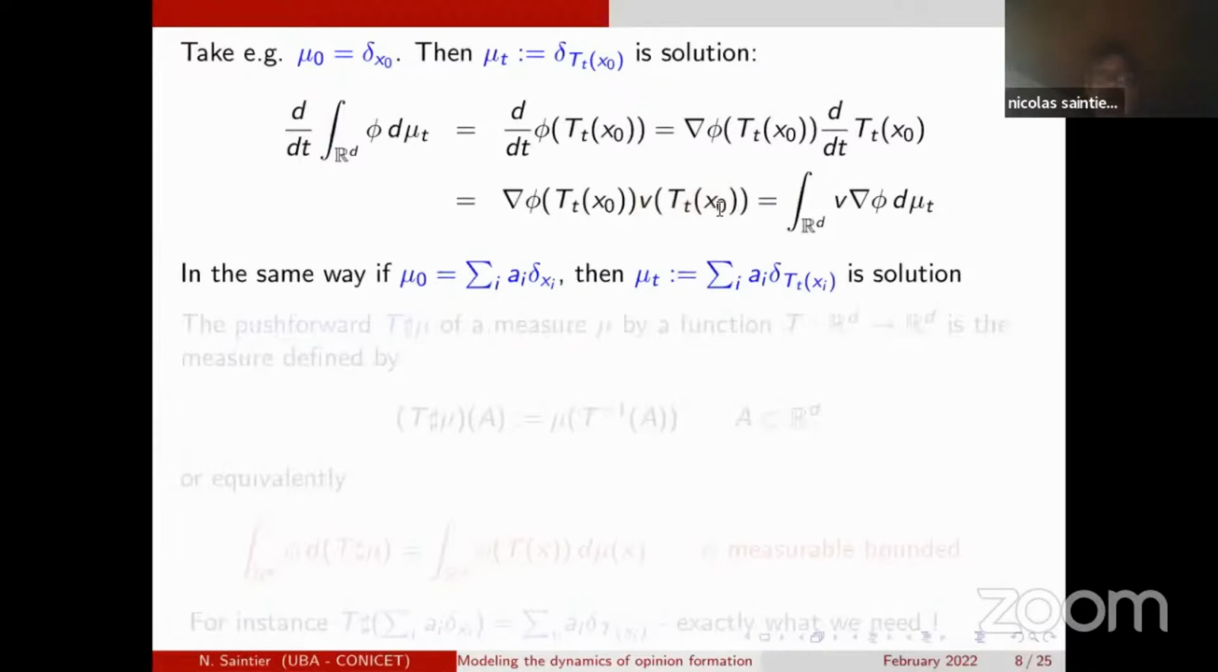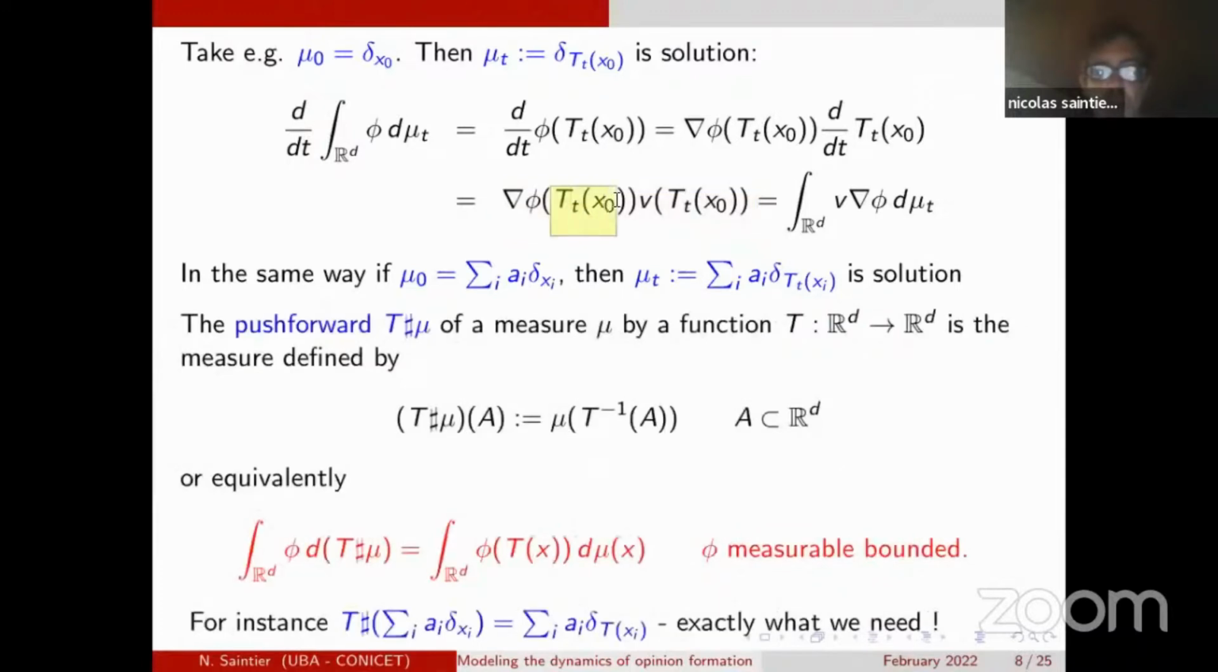And now I just have to write this expression back as an integral. But you see that this expression is nothing less than the function gradient phi times v evaluated at this point T_t of x naught. So this is only this integral. So that's good, because this equality between this derivative and this integral tells me exactly that this mu here is a solution. Okay, I say a solution because still I don't have any uniqueness results.